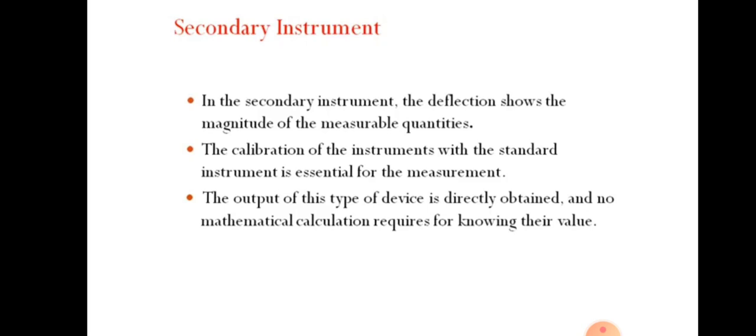So as in the absolute instrument we need to calculate the physical quantity to get the actual reading, but in a secondary instrument we need not calculate it mathematically. The output of the physical quantity is directly shown on the scale or on the output display of the measuring instrument. So this is the difference between absolute and secondary.